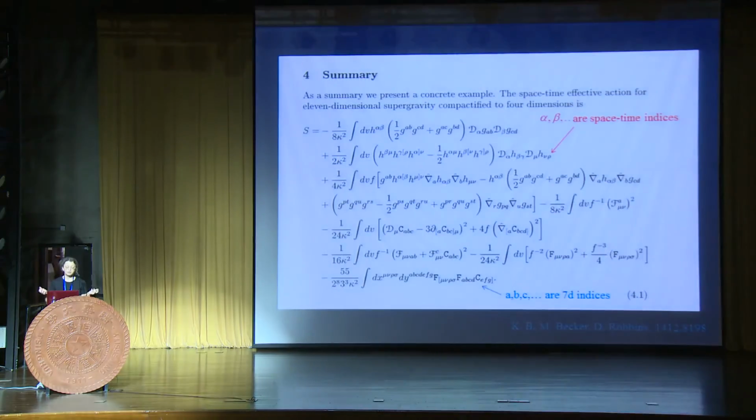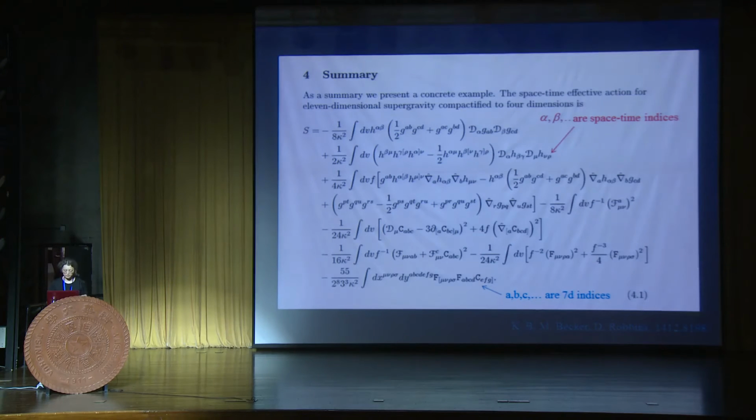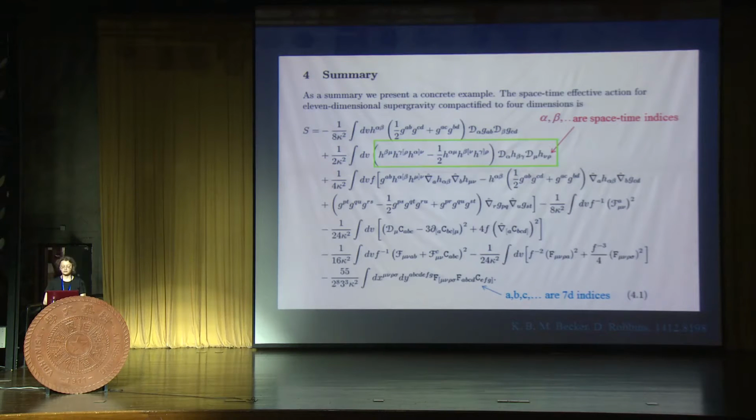We know the complete action for the bosonic fields, in a form that looks like an action in space-time. I won't have time to describe all the details of this action, so let me just highlight a few terms. There is, for example, a kinetic term for the space-time metric. There is a potential for the scalars from the metric and the scalars from the 3-form. There is also a kinetic term for the scalars from the metric and the scalars from the 3-form.